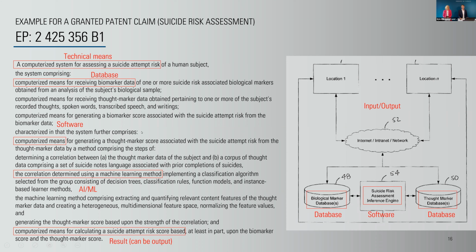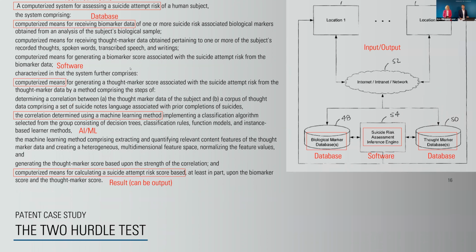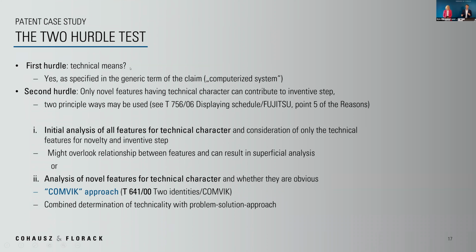I mean, what could be done a little bit different here might be that you claim it from the single actor perspective. But if we do the two hurdle test here on this patent granted, obviously both hurdles are met. Otherwise, we wouldn't have the granted patent. The technical means, yes, in the generic term computerized system already fulfilled. So this is done, okay.